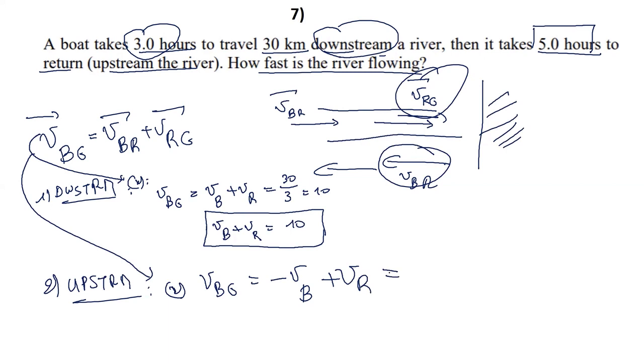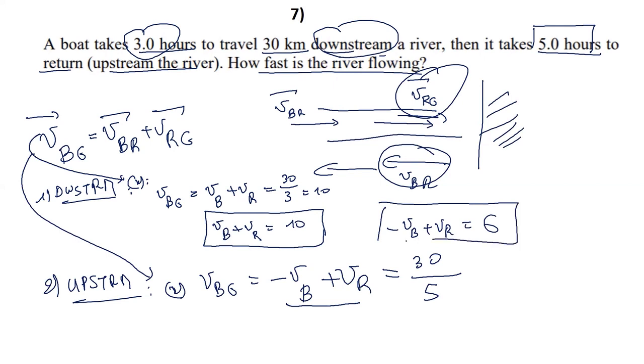And this is equal to what? This velocity here is equal to the distance over the time. I still cover 30 kilometers, but I cover it in more time, so 5 hours. Okay? Because these two are opposite, in reality I'm going slower because the river is opposite to the motion of the boat. So now I have my second equation: minus VB plus VR is equal to 6.